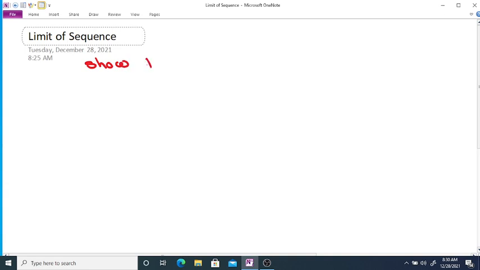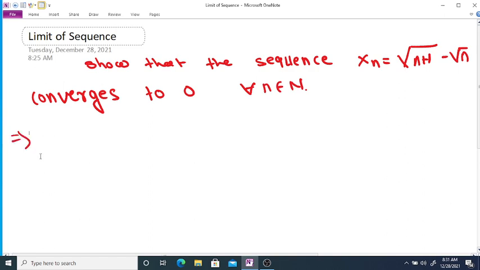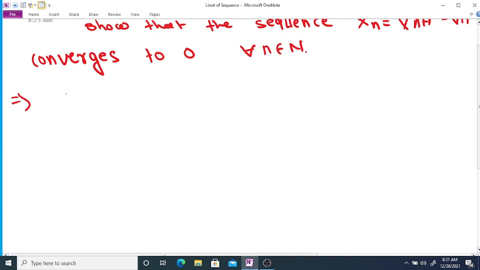Show that the sequence xn equal to square root of n plus 1 minus square root of n converges to 0 for every n belongs to N. So here we want to show that the sequence xn converges.